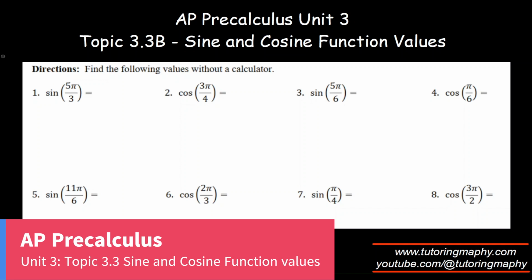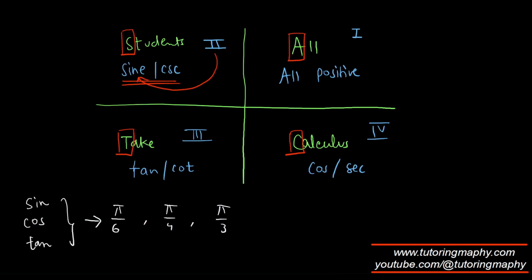If you have seen the 3.3A video, we talked about something like this, which is "all students take calculus," which tells us in which quadrant which trig function is positive. If we know this, and if we know the value of sine, cosine, and tangent at these standard values, we can basically find the value of any standard angle that lies on the unit circle without remembering the unit circle.